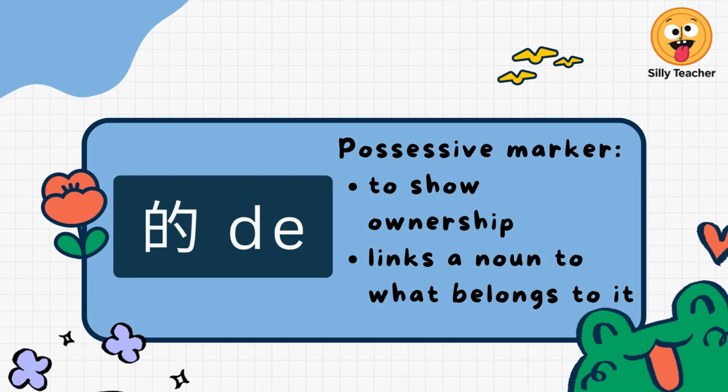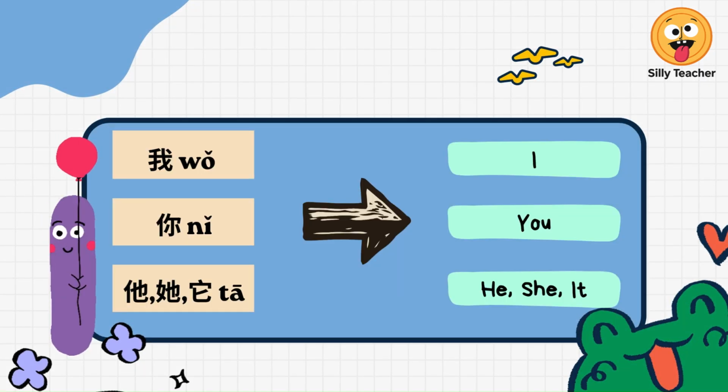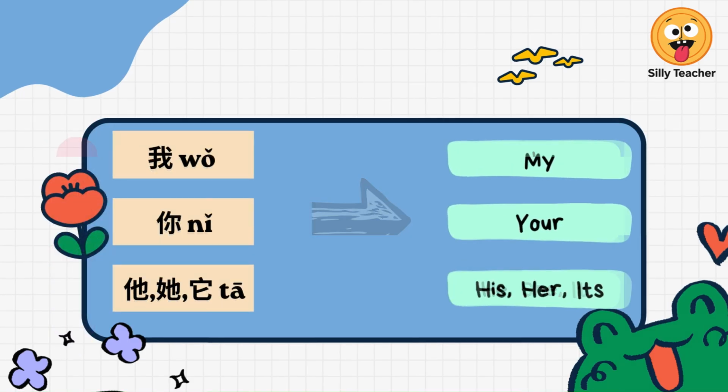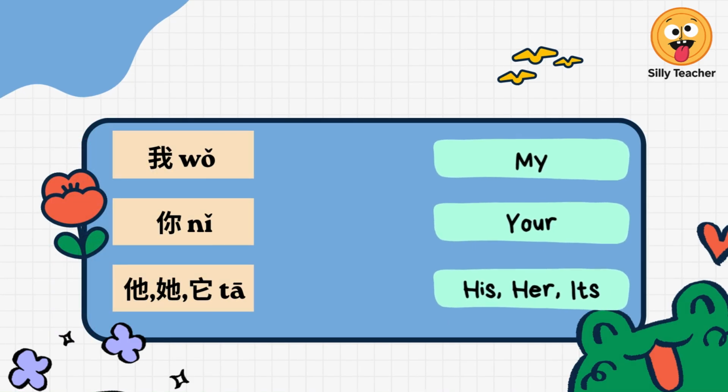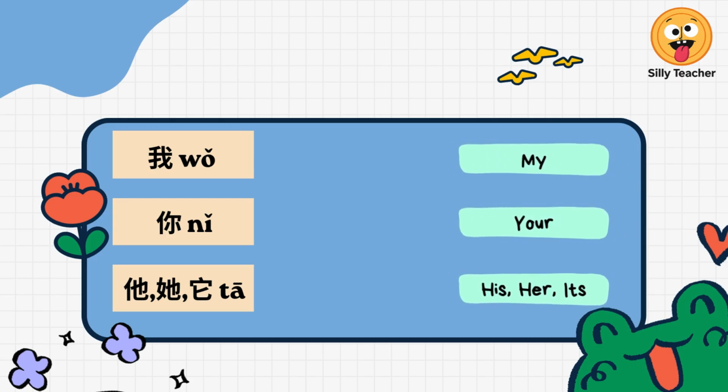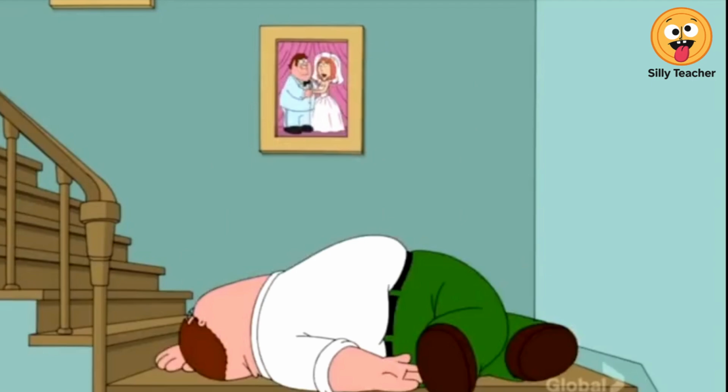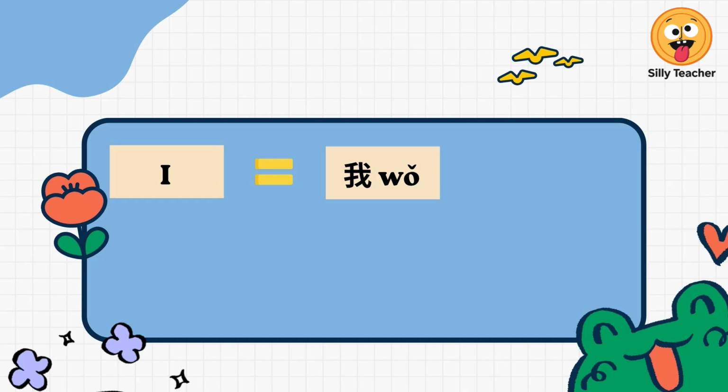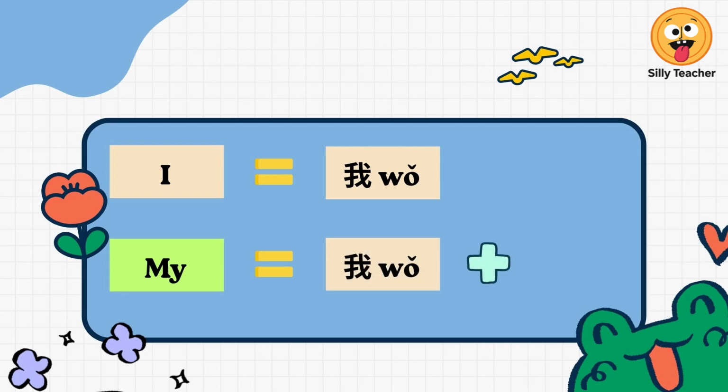的. So earlier, I taught you the word I, you, he, she, it. Now let's try to include the possessive marker. Or in other words, let's try to say my, your, his, her, and its. So when I say I, I'm only going to say 我. But when I change it to my, I'm going to add the word 的. And so it becomes 我的.